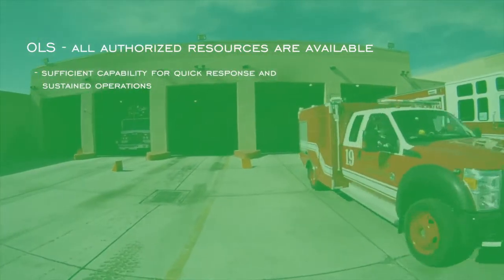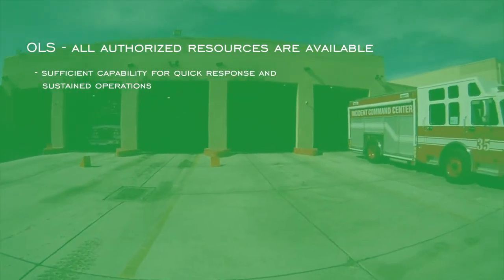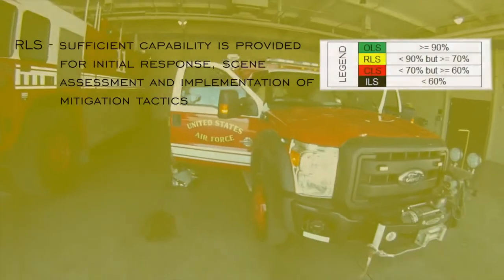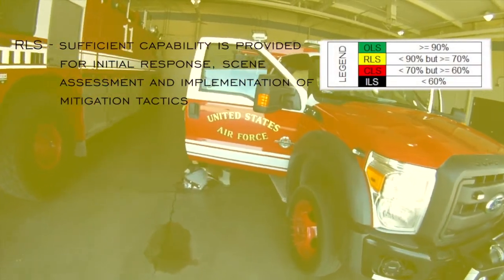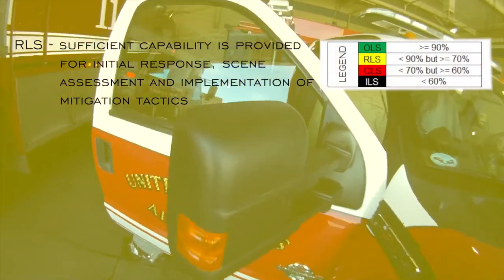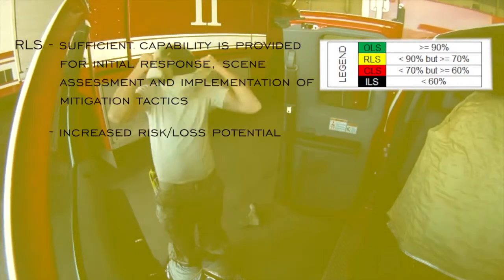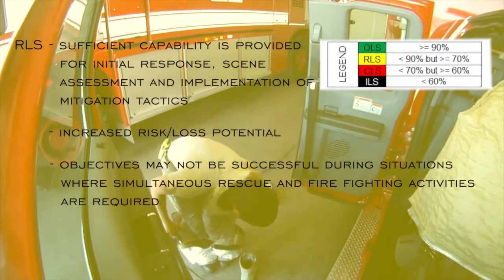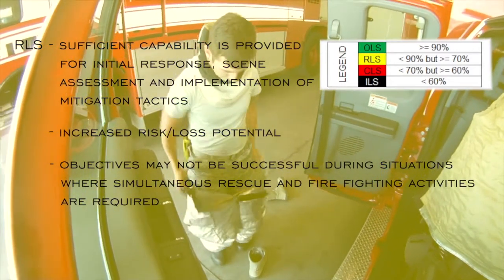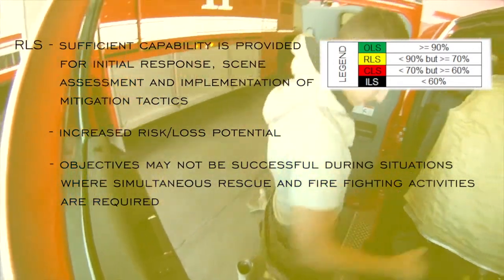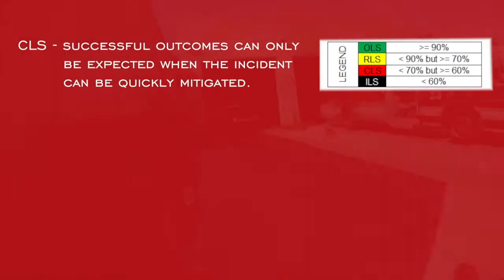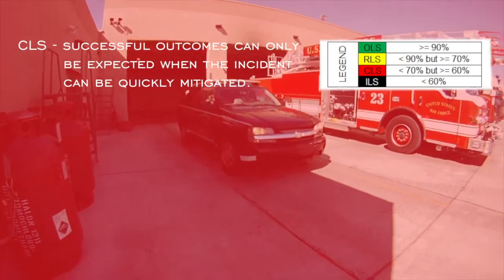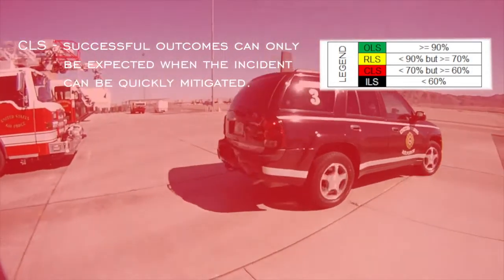OLS provides sufficient capability for quick response and sustained operations after the arrival of crews. With RLS, sufficient capability is provided for initial response, scene assessment, and implementation of mitigation tactics. This level of service represents increased risk and loss potential. Fire and emergency objectives may not be successful during situations where simultaneous rescue and firefighting activities are required. In critical levels of service, successful outcomes can only be expected when the incident can be quickly mitigated.